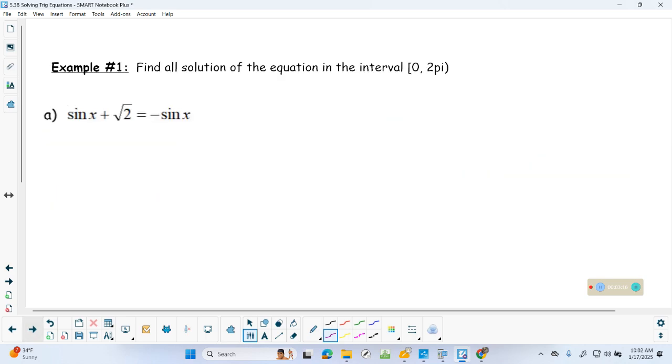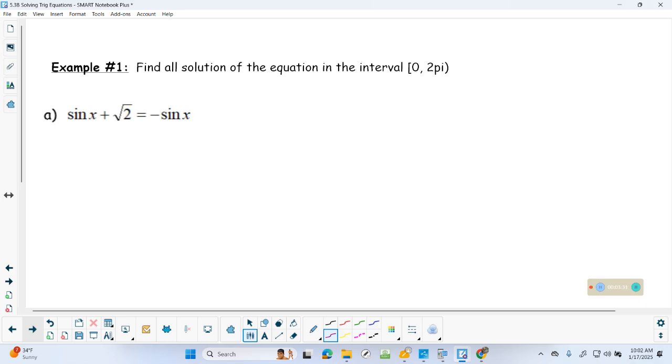All right, here we go. Find all the solutions 0 to 2 pi. So first off, 0 to 2 pi in radians. Do I have to do the coterminals? That's what we got to know. Nope, we're limited to 0 to 2 pi, 1 circle, no coterminals necessary.